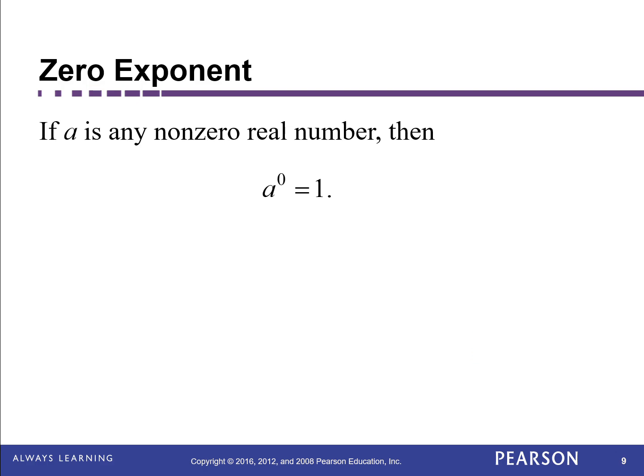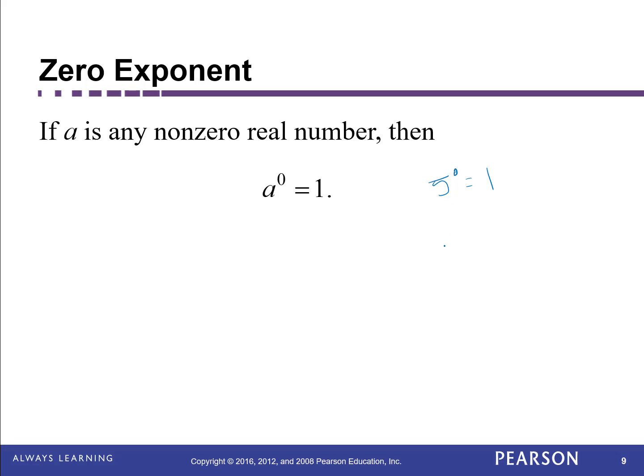Now what happens if we have a 0 in our exponent? If a is any non-zero real number, then anything raised to the 0 power is 1. So it doesn't matter, 5 to the 0 power is 1. I might have just misspoke there when I read the definition. Anything raised to the 0 power is 1. Okay.